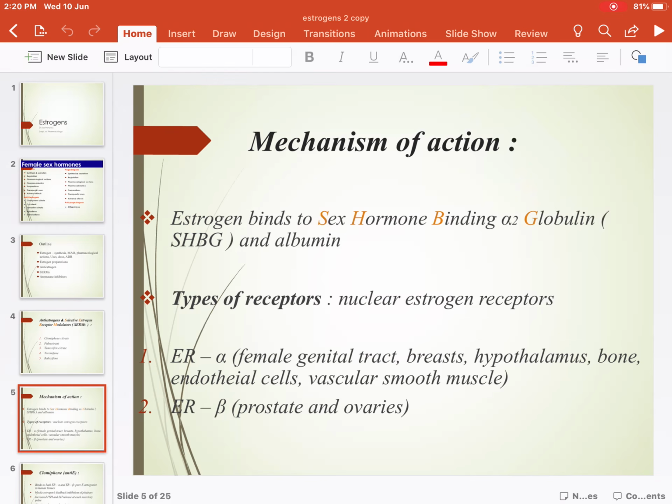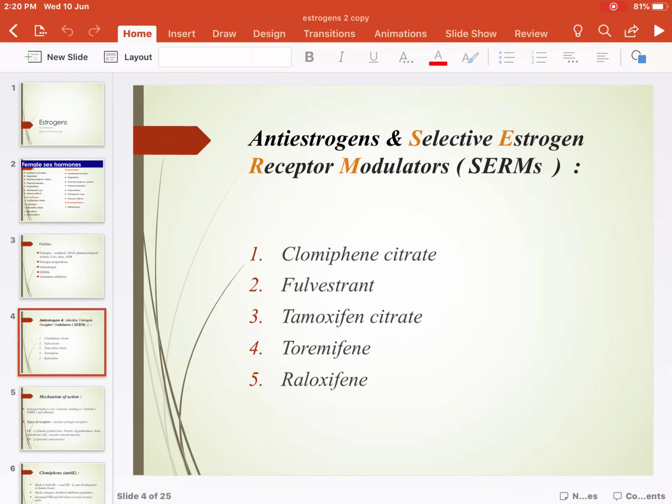So before we understand these, let's try to just go through the receptors on which estrogen acts. We have two kinds of receptors, that is estrogen receptor alpha and estrogen receptor beta. Estrogen receptor alpha is present in the female genital tract, that is uterus, vagina, breast, hypothalamus, bone, endothelial cells, and vascular smooth muscles. Whereas beta is present in the prostate and the ovaries. Let's now look into anti-estrogens.